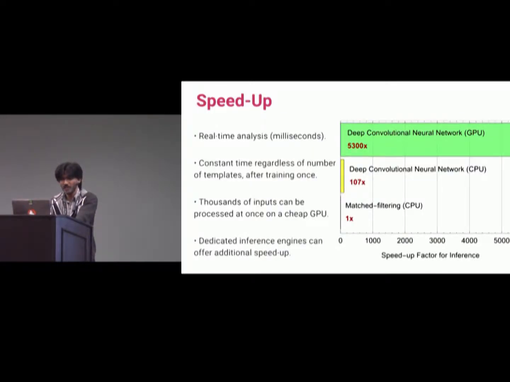And then compared to match filtering, on the same CPU, after training the network, we get over 100 times speed up of doing the inference. And if you use a GPU, you get like 5,000 times speed up. We did not do any techniques to optimize the network even further, like pruning unnecessary neurons and things like that. But this is still so fast that you can do analysis in real time as the data is streaming from the detectors.